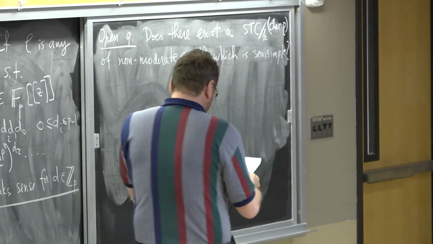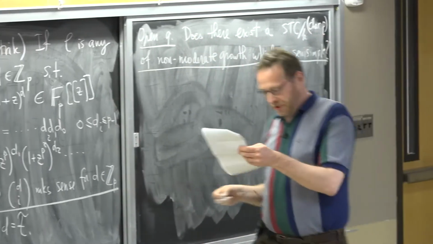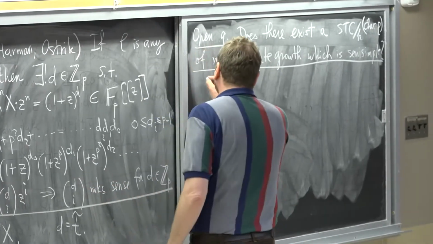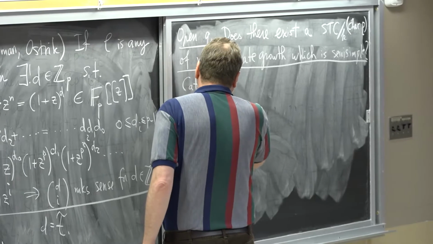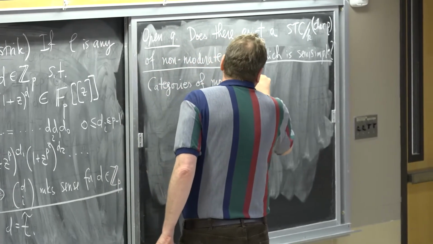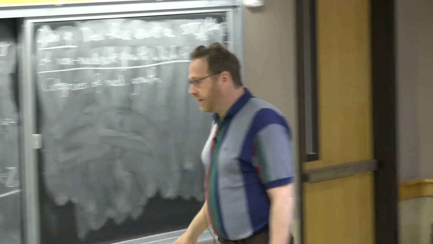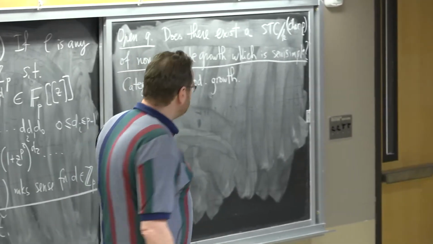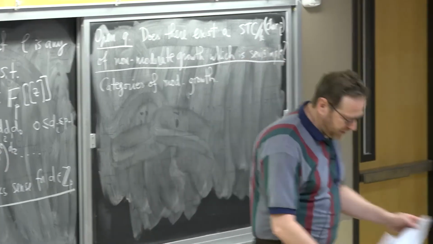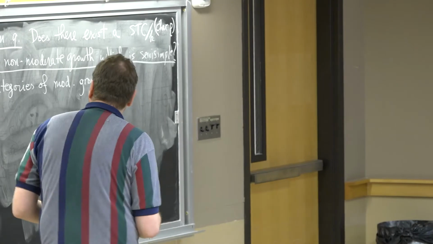Okay, so now I want to go back to the topic of my third lecture, which is categories of moderate growth. You said your money is on no? I expect no, but I'm not too convinced. Because actually we didn't know, before Deligne explained to us this construction, we didn't really know what to believe, even for non-semi-simple ones.